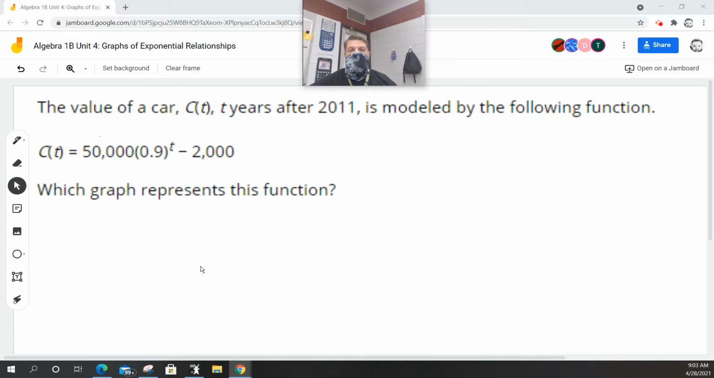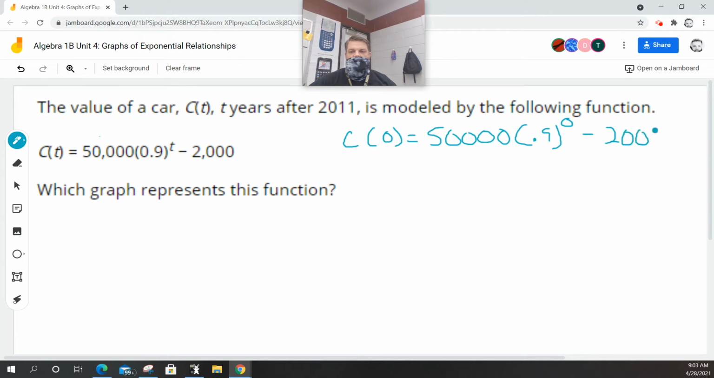So the car is worth $50,000. How did I know? Where did I get that 48,000 from? Well, if I say C of 0, I got 50,000 times 0.9 raised to the 0, minus 2,000. What is anything raised to the 0? Can somebody tell me? Anything raised to the 0. What does that equal?